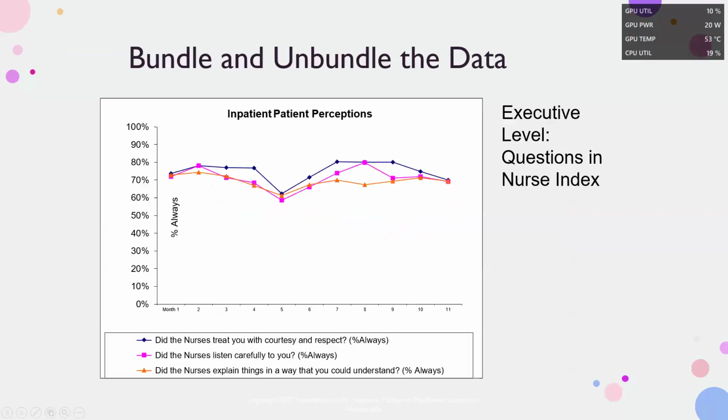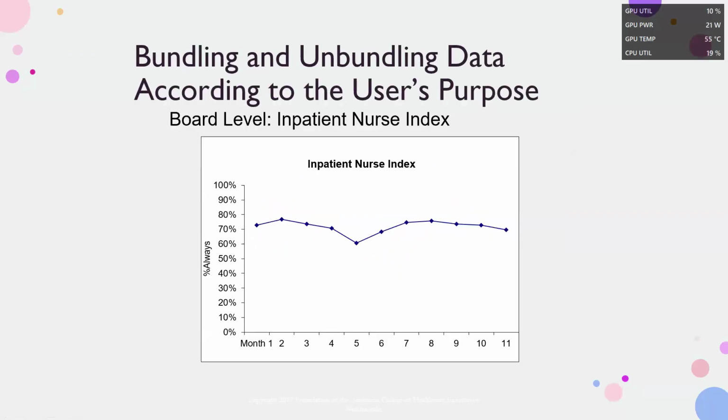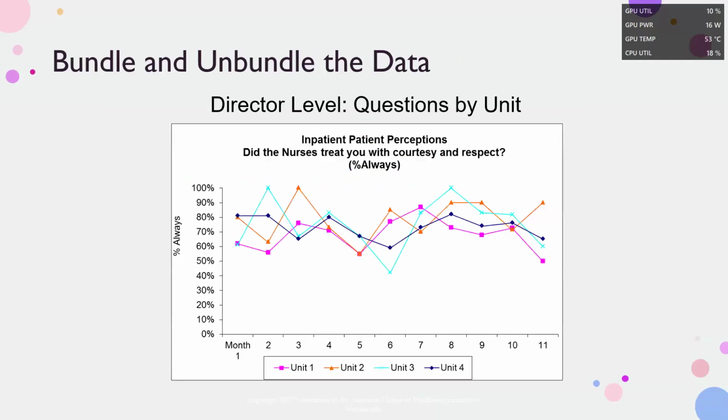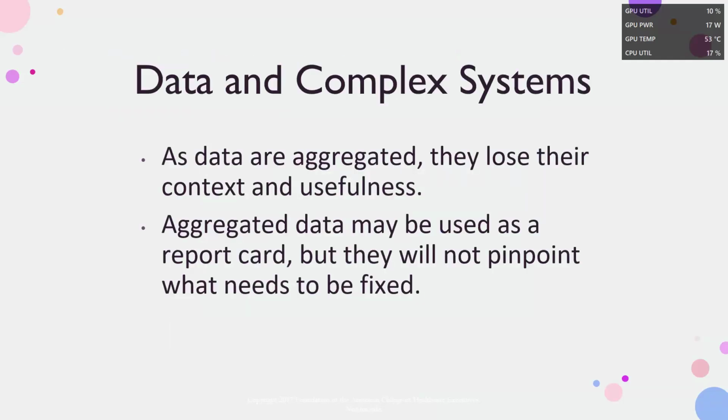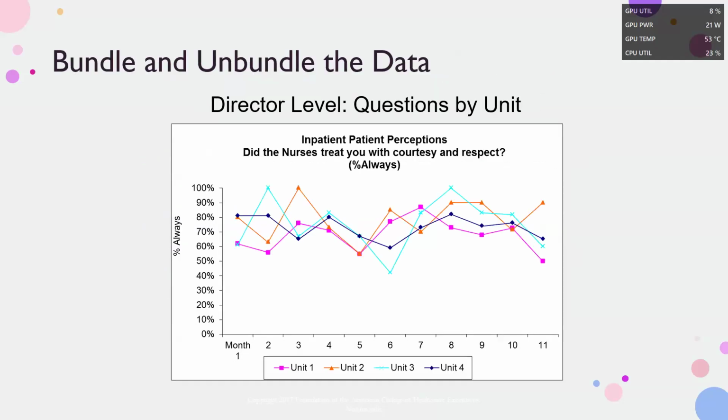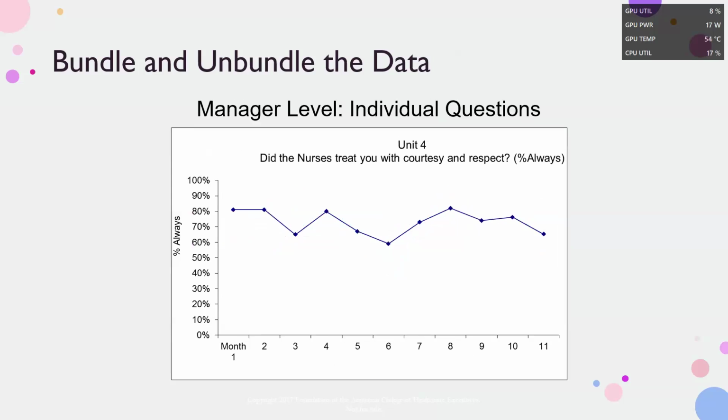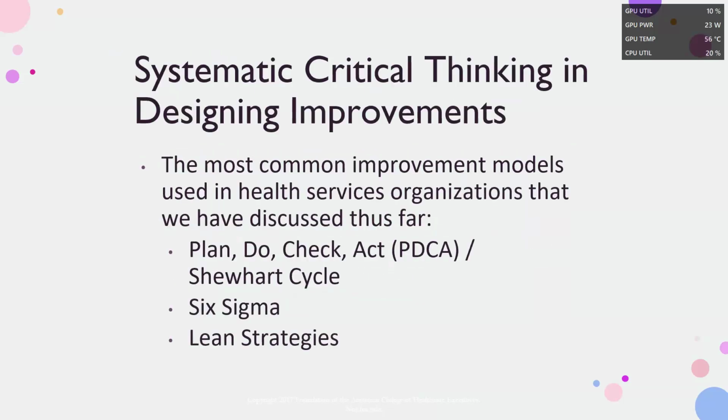So if we go back to that executive level, one item, this doesn't tell me much of anything. I can't solve it. I can't dig in deeper. I don't know what question was the problem. I don't know what nursing unit needs help. Aggregated data can be used in a report card format, but we can't pinpoint what needs to be fixed. So the goal is to get as specific as you can without growing cross-eyed, right? Without being like, oh my gosh, what am I reading? Right? That is our goal quite often, is to get as much information as we can in still a digestible form.